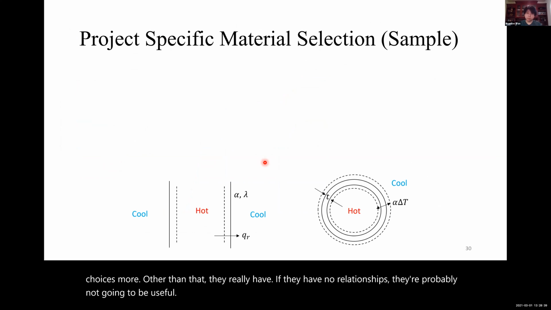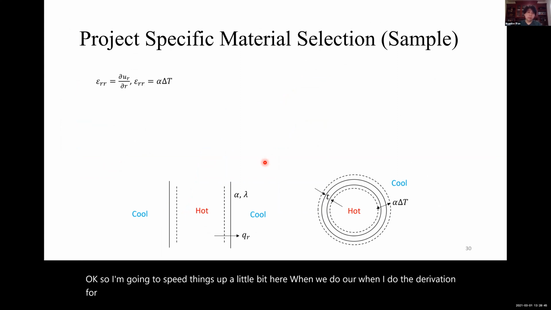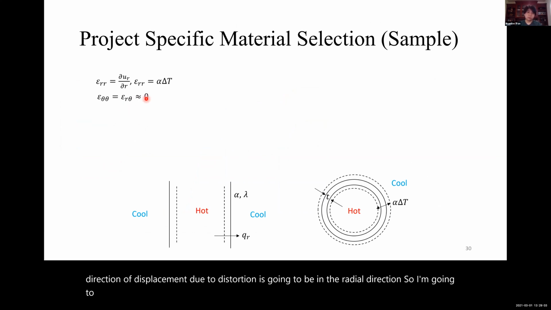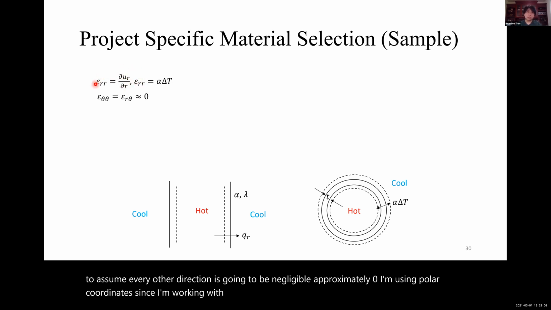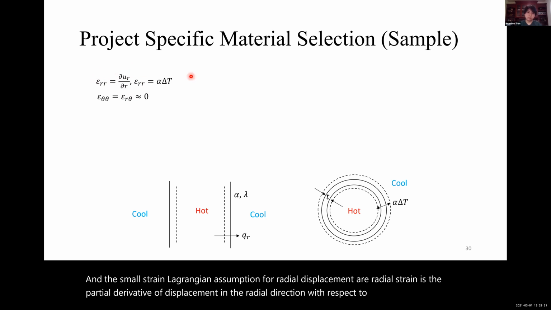Okay, so I'm going to speed things up a little bit here. When I do the derivation for the value index, I'm going to use the assumptions I made along with basic mechanics, material principles, and thermal analysis. I said earlier that the main direction of displacement due to distortion is going to be in the radial direction, so I'm going to assume every other direction is negligible, approximately 0. I'm using polar coordinates since I'm working with a cylindrical vessel. The small strain Lagrangian assumption for radial strain is the partial derivative of the displacement in the radial direction with respect to the radius.